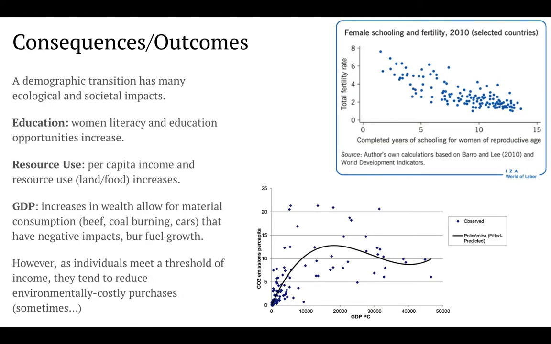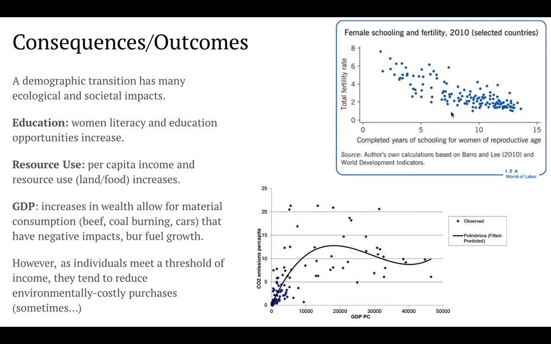Now, what are the consequences of the demographic transition? There are a few. The first tends to be education. We tend to see that in phase 2, 3, and 4, there's increased rates of women literacy and educational opportunities as well as employment, which tends to drive down the total fertility rate as women enter the workforce and have fewer opportunities to have multiple children.